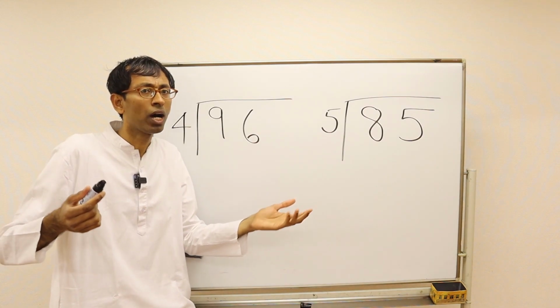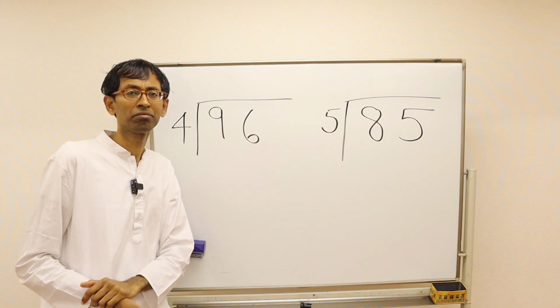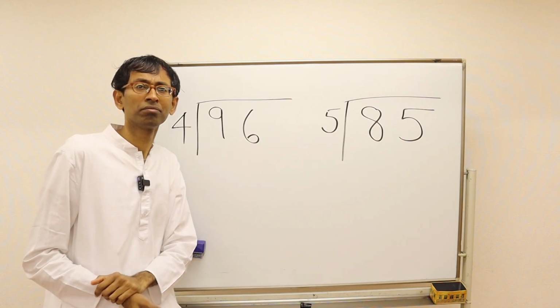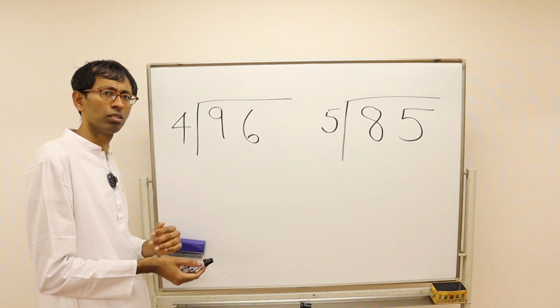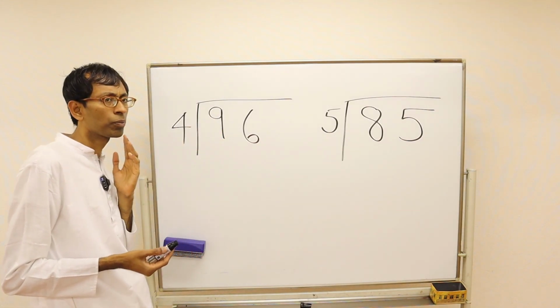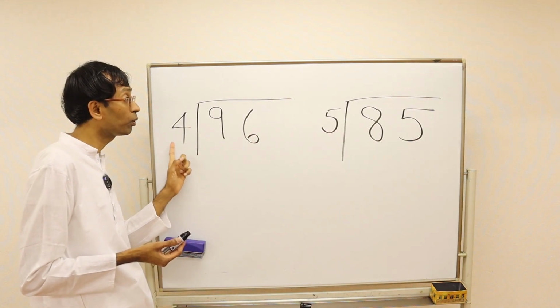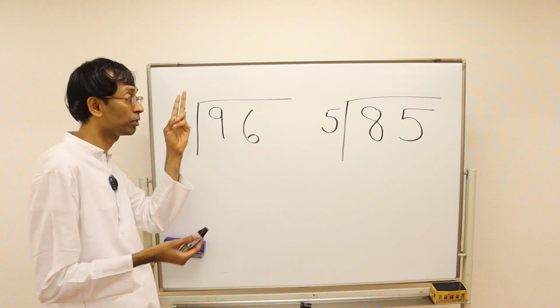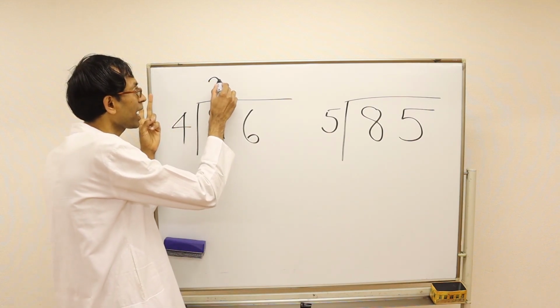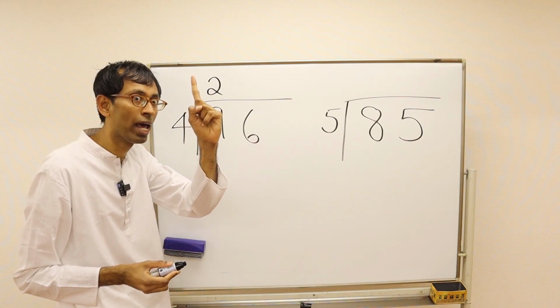Now pause the video and do these division problems yourself. We can do this together. So 96 divided by 4. First we divide 9 by 4. How many 4s are there in 9? 2, because 4 2s are 8. 9 minus 8, still there is 1 remaining.